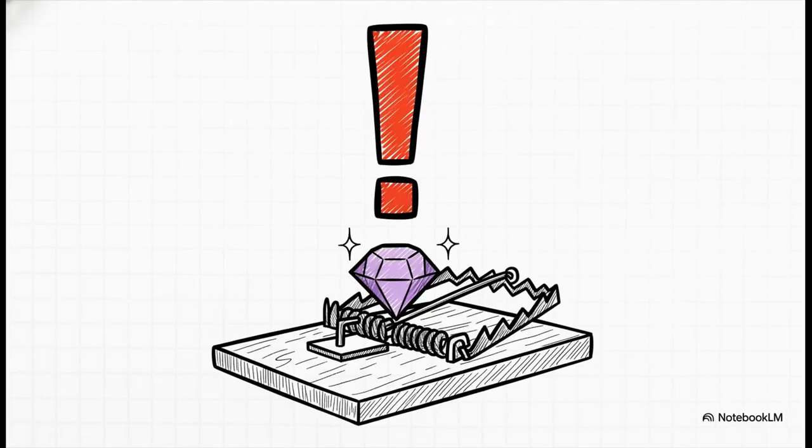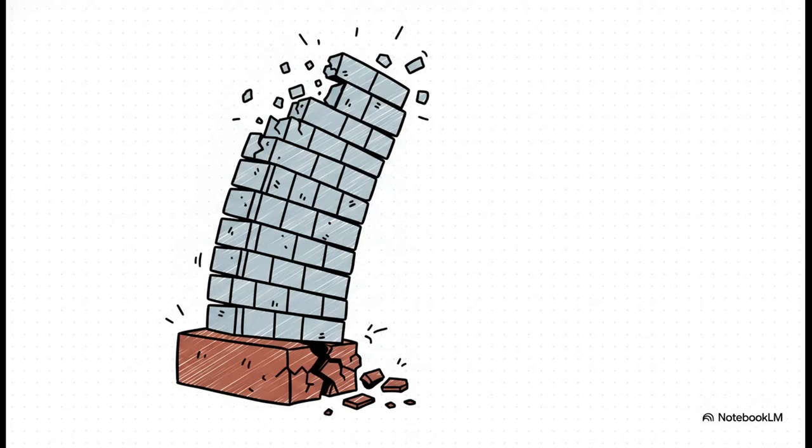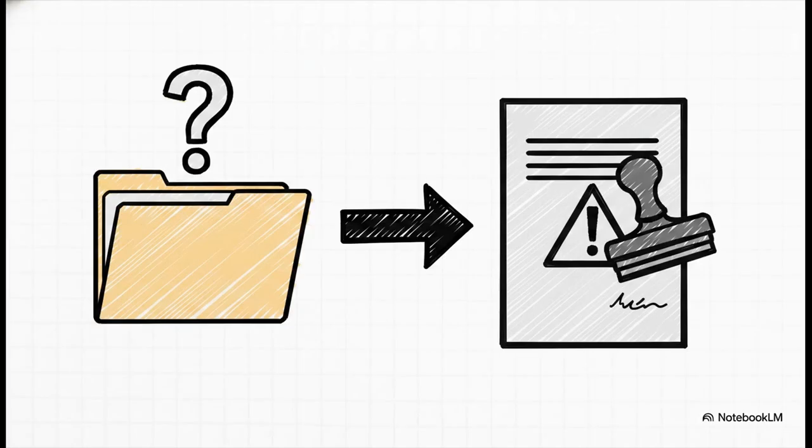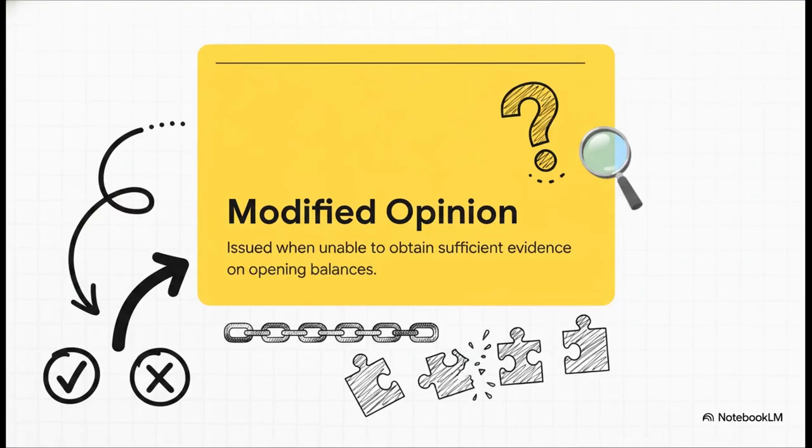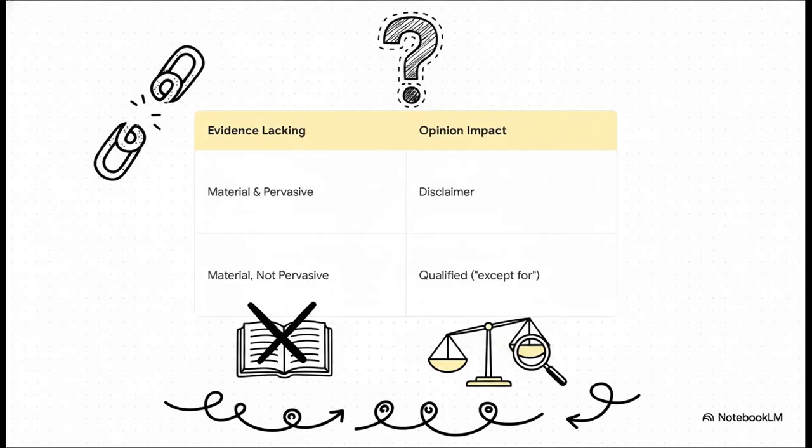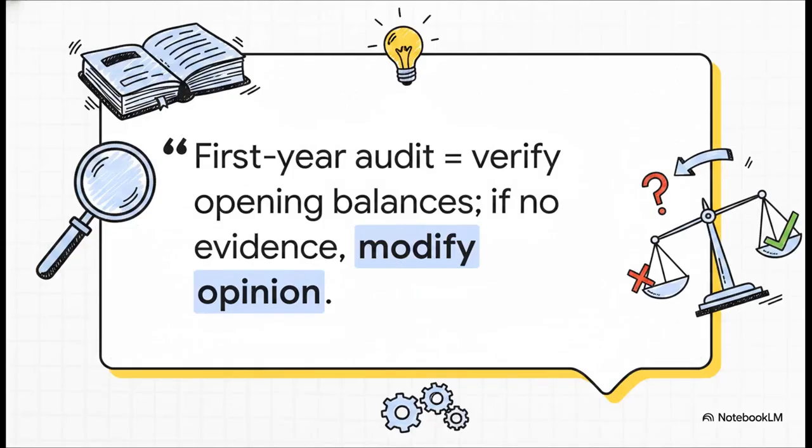But hey, here's the catch that AA examiners absolutely love to use as a trap. Unverified opening balances will literally ruin the current year. You just can't build on a faulty foundation. So look, if you lack sufficient evidence, you've got to immediately modify your opinion. No exceptions. Depending on the impact of that missing evidence, you're issuing either a qualified or a disclaimer opinion. Here's the breakdown. Material but not pervasive, that's qualified. Pervasive? Yeah, that requires a full disclaimer. So here's your golden rule. Verify those opening balances or immediately modify your opinion.